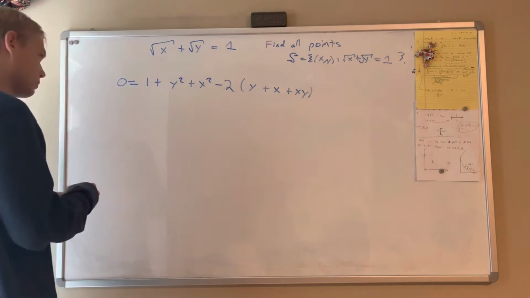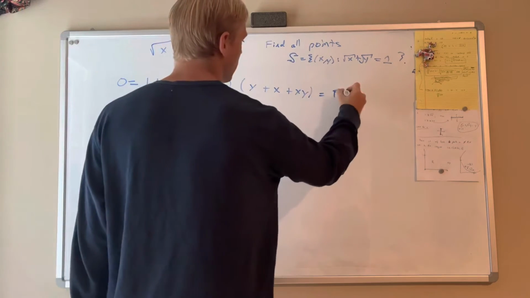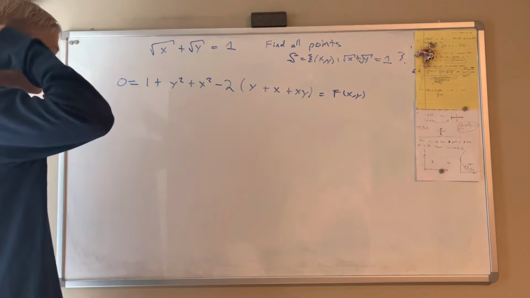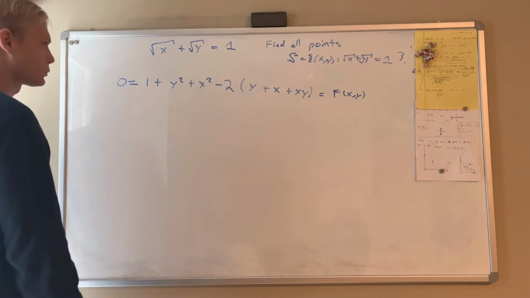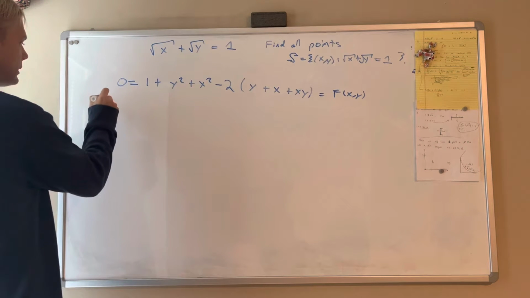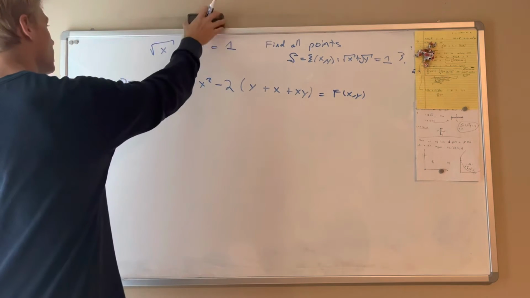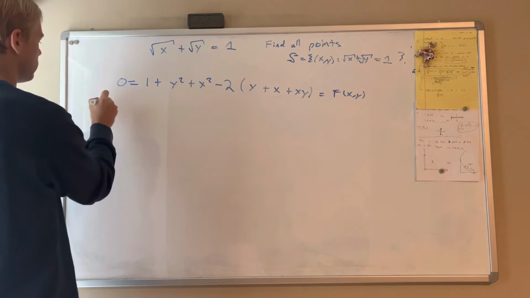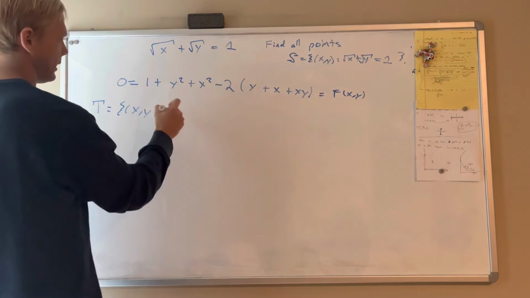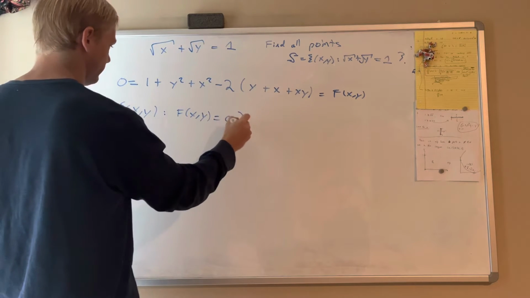And let's call this equal f of x, y. It's an implicit function, okay? And it's equal to 0. Let's split it. So, this equation here, let's call the set this. And instead of S, let's call it T. T is equal to all points x, y such that f of x, y is equal to 0.